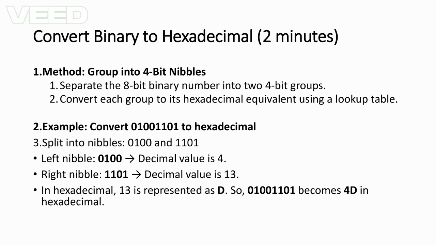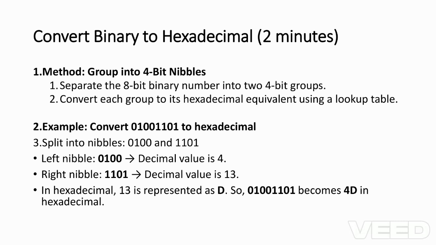The next one is going to convert binary to hexadecimal. Hexadecimal is base 16. So if we have an 8-bit number, we will divide the 8-bit binary number into nibbles, that is, groups of 4. A group of 4 bits is known as a nibble. Then we convert each group into its equivalent hexadecimal digit.